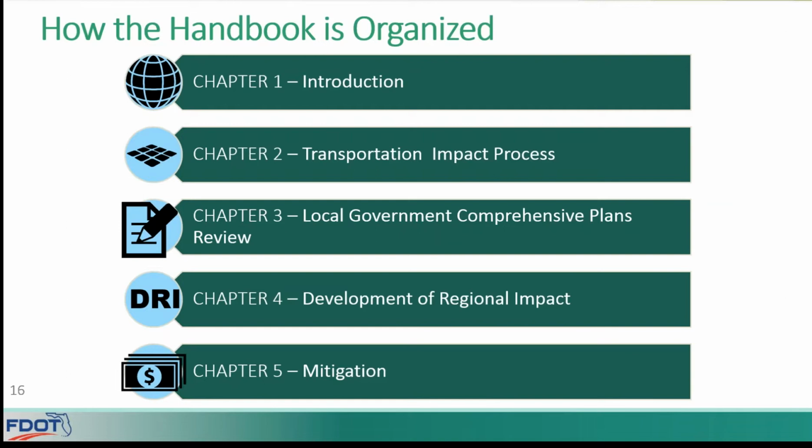Chapter 2 is the largest. It's the transportation impact process. We had a question earlier about what was an LGCP, and that is a local government comprehensive plan, and that's a Florida term that is passed around a lot, the same as DRI, or Developments of Regional Impact. And Chapter 5 is about mitigation. It's what do we do when we find out what impacts we expect.